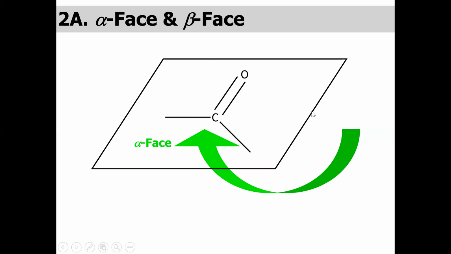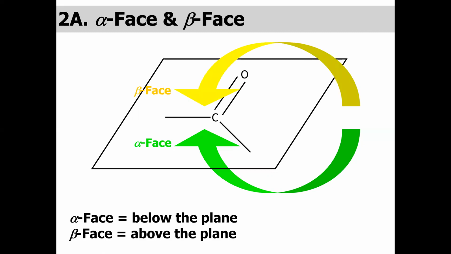Any nucleophile attacking from below the plane or above the plane is deciding its stereochemistry as well. Okay, as we have discussed, the alpha face is below the plane, and the beta face is above the plane.